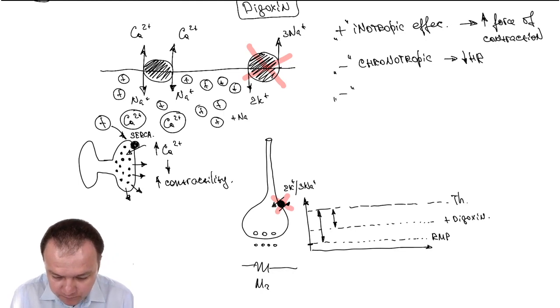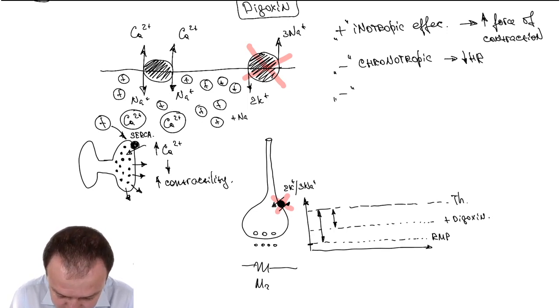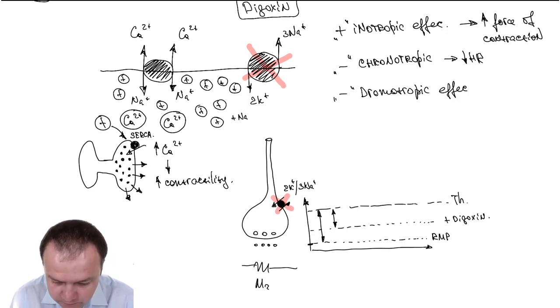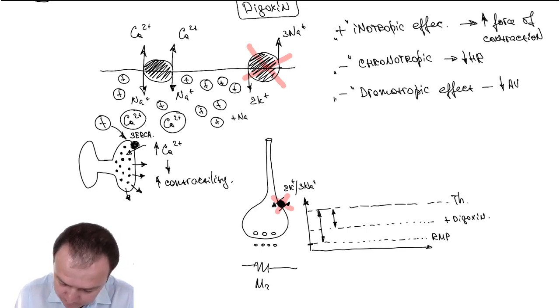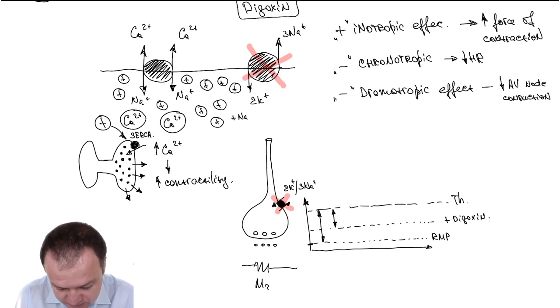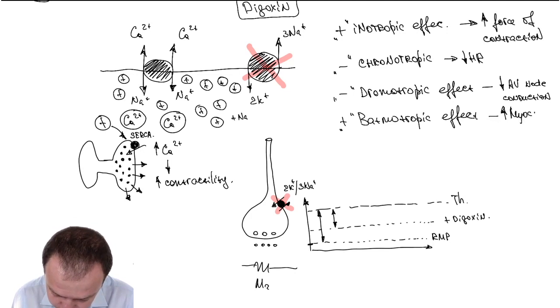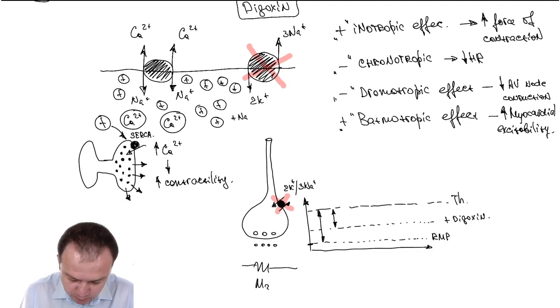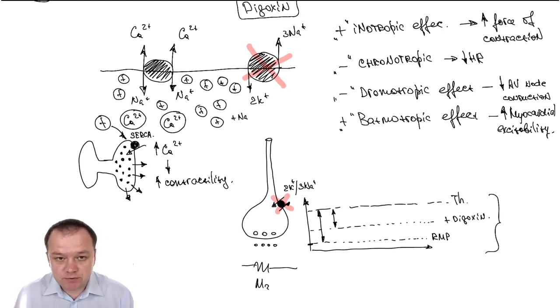Also, activation of these M2 receptors in the AV node causes a negative dromotropic effect, as it decreases speed of conduction in the AV node, and produces a positive bathmotropic effect. Positive bathmotropic effect increases myocardial excitability. Why? By the same mechanism, by shifting resting membrane potential to a more positive level.